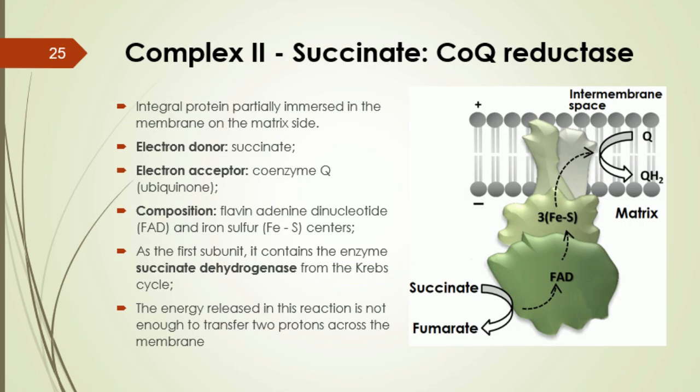Complex 2, called succinate coenzyme Q reductase, is an integral protein partially immersed in the inner mitochondrial membrane on the matrix side. The complex includes electron and proton carriers, flavin adenine dinucleotide, FAD, and iron sulfur centers. As the first subunit, it contains the enzyme succinate dehydrogenase from the Krebs cycle. The electron donor of the second complex is succinate, and the electron acceptor is ubiquinone. The energy released in this reaction is not enough to transfer 2 protons across the membrane.